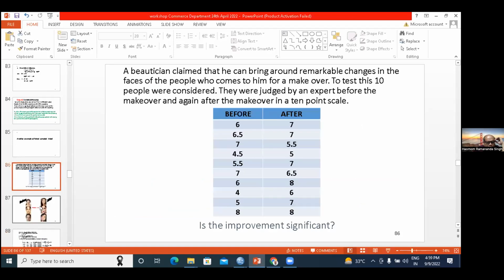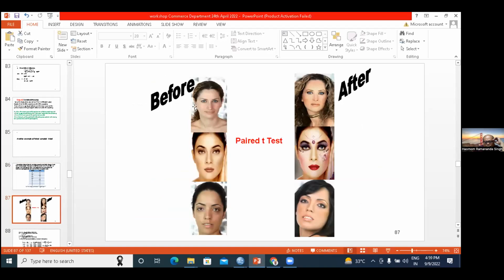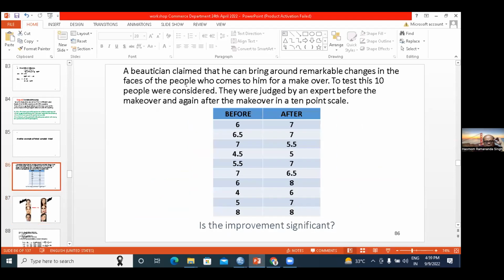See, these ladies, they always make a surgery of their face. Before the surgery, they look like this. After the surgery, they look like this. Whether the facial changes were effective or not. A beautician claimed that he can bring a remarkable change in the face of the people who come to him for a makeover.